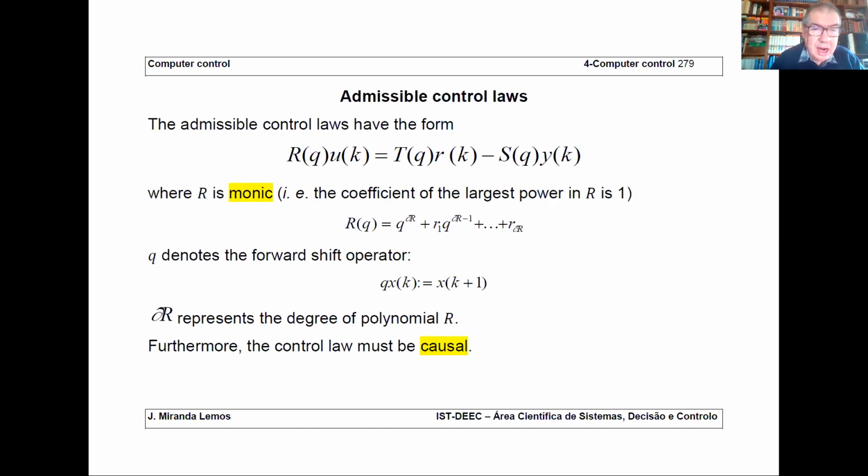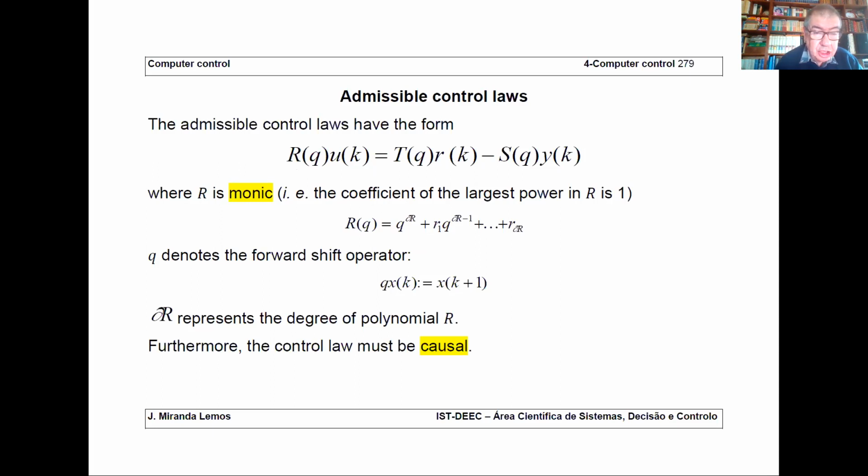So what are our admissible control laws? They are written in this form. So you have a polynomial in the forward shift operator. I call it R of Q. Q is the forward shift operator. Remember that if you apply Q to a sequence X of K, you get the advanced sequence X of K plus 1. And R of Q is a polynomial in this forward shift operator.